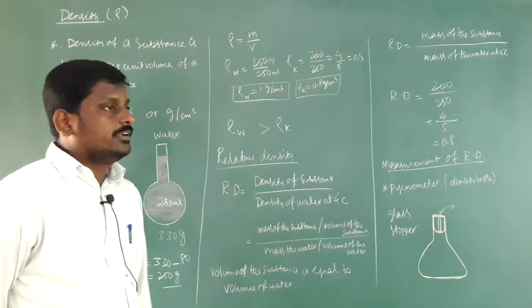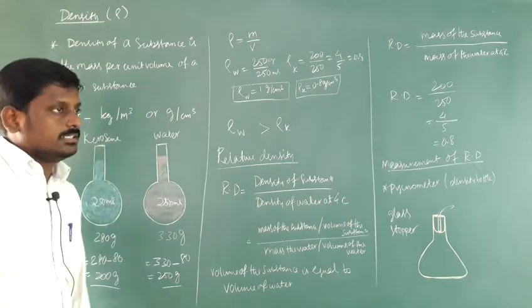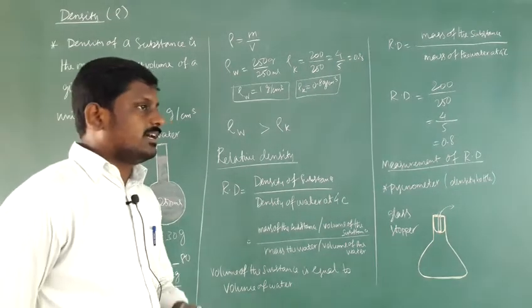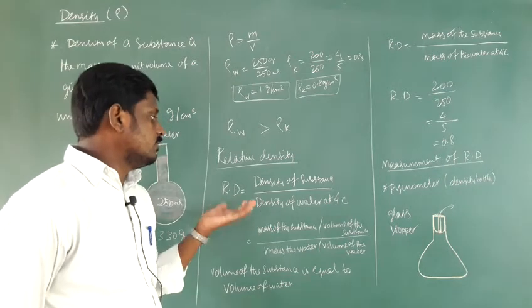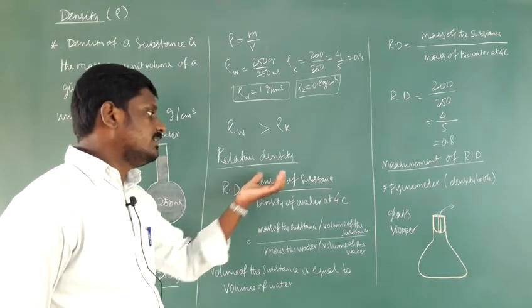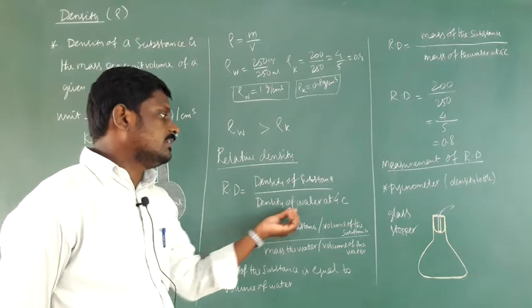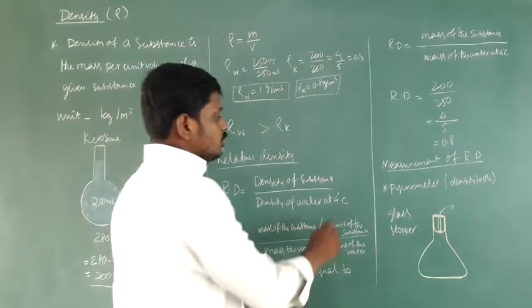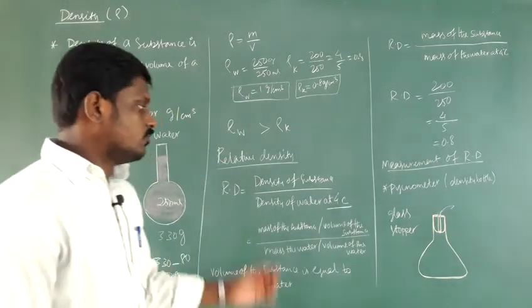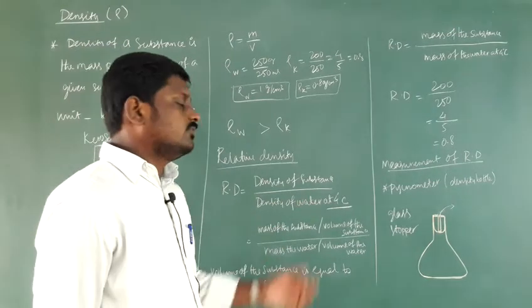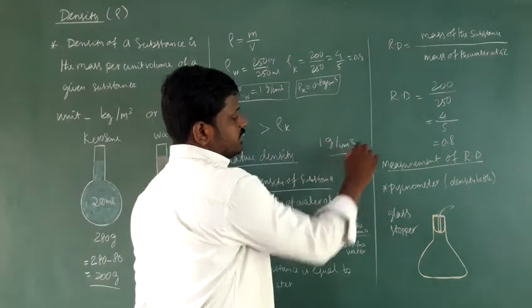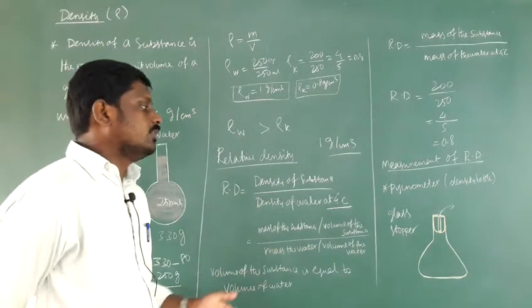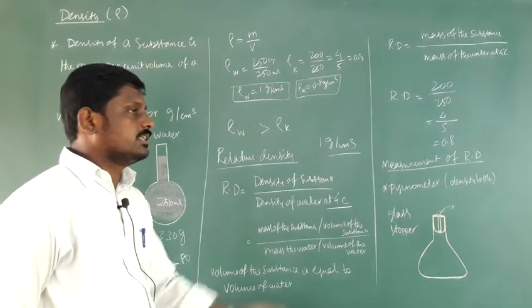So next, relative density. Relative density is a comparison, so we need to compare with something. Here water is used for comparison. Relative density is the ratio of the density of a substance divided by the density of water at 4 degrees Celsius. Why at 4 degrees Celsius? The density of water at 4 degrees Celsius is 1 gram per centimeter cube. So it is fixed, and we can compare more easily. So they choose water at 4 degrees Celsius.